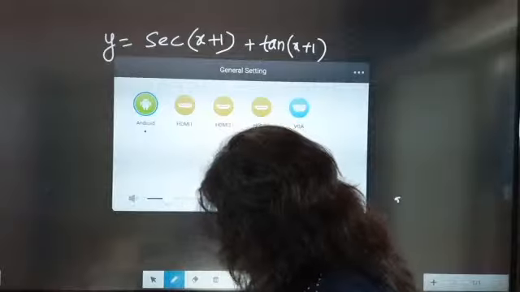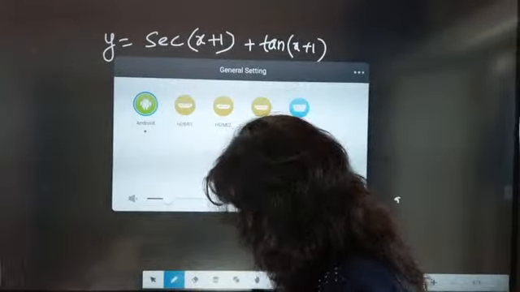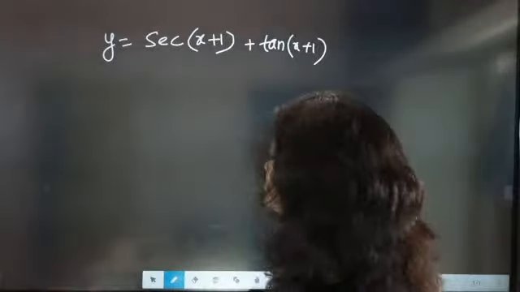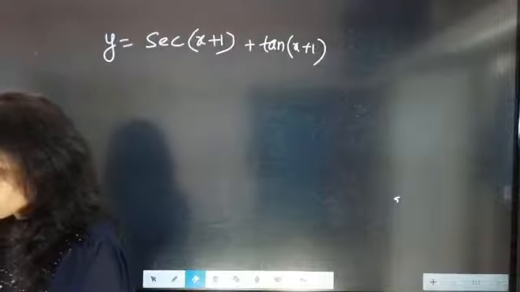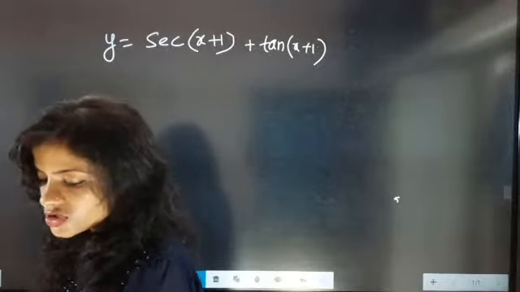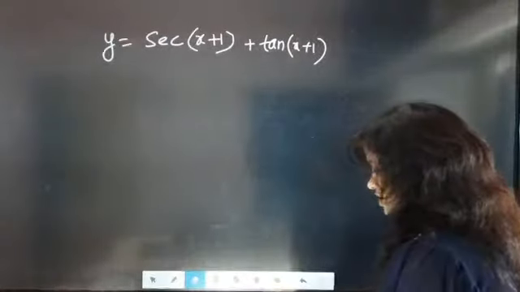What answer are you getting? Better tell me. Secant of x plus 1 tan of x plus 1 plus secant square of x plus 1. Super, very good. So let's see exactly how to get this answer.